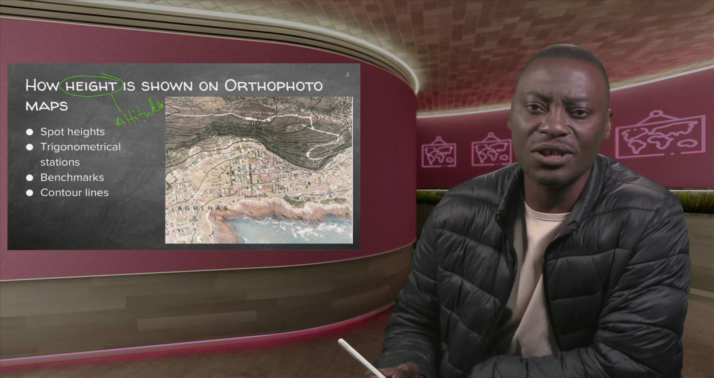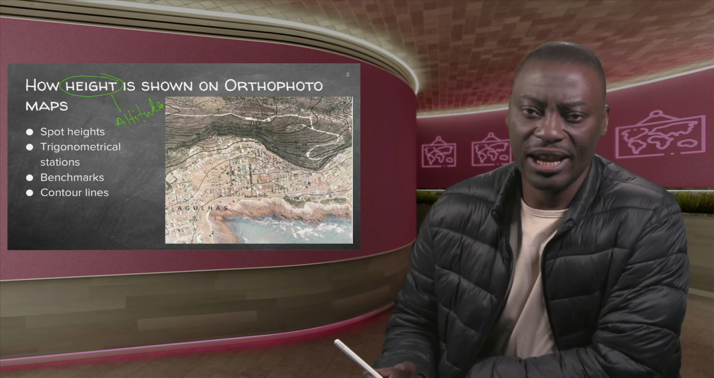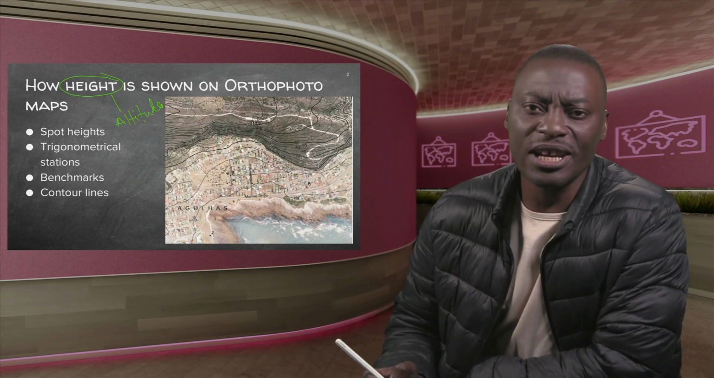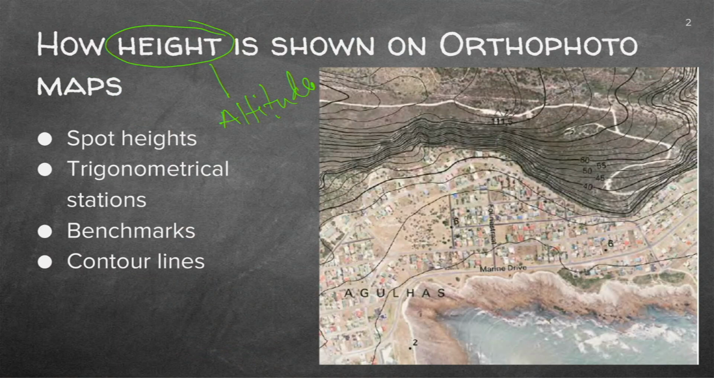The first is by the use of spot heights. The next is by the trigonometrical stations, and we've got an example on the orthophoto map in the presentation today, and just there is a trigonometrical station. We will talk about that later. And then heights are also indicated by the use of benchmarks, and the one we will focus on today is contour lines.